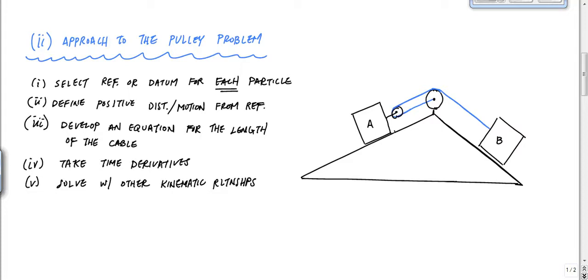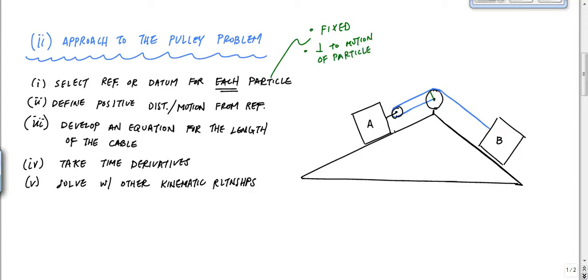What you want to do is, for each particle, the first thing is to select a reference or a datum for each particle. And that's important, each particle. For particle A, a characteristic of a reference or datum location is it has to be fixed, and you have to be able to find the distances. So a fixed location for A might be at 90 degrees to the direction of motion. So the datum should be fixed, and the line should be perpendicular to the motion of the particle. These are the characteristics of the datum.